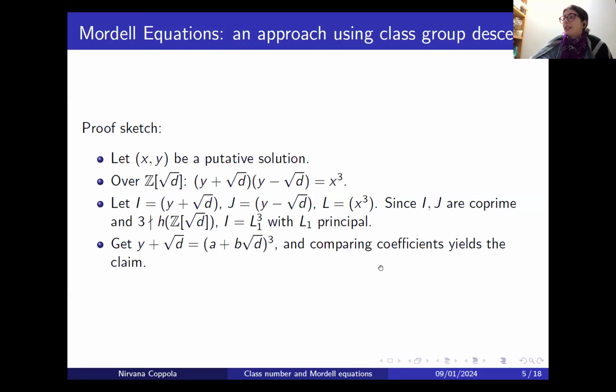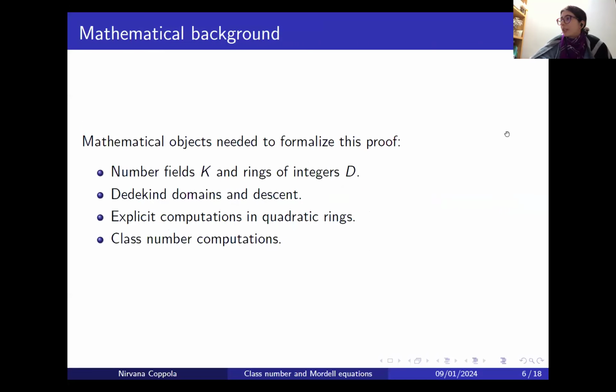So that's the idea. And as you can see, there are a lot of things that one would like to have in order to also formalize this proof. In particular, we will need to have these rings here, to have ideals, to have class numbers, and to be able to carry out computations. So these are the objects needed.